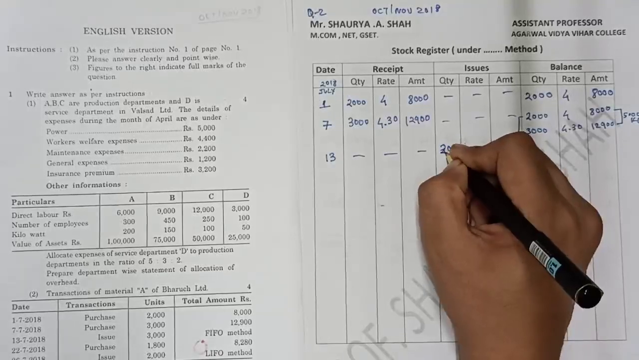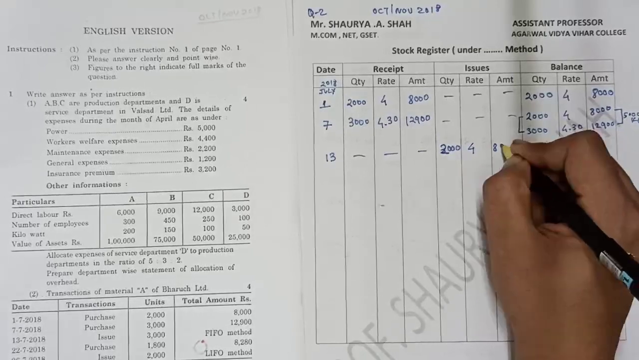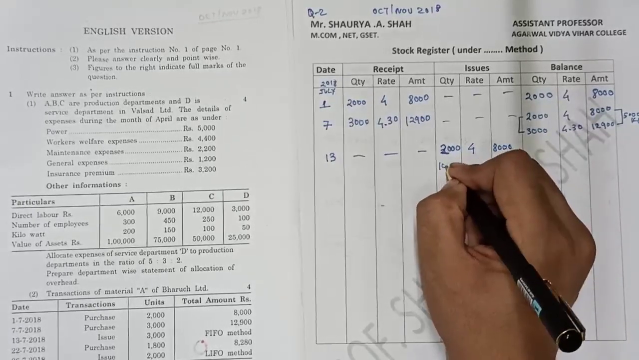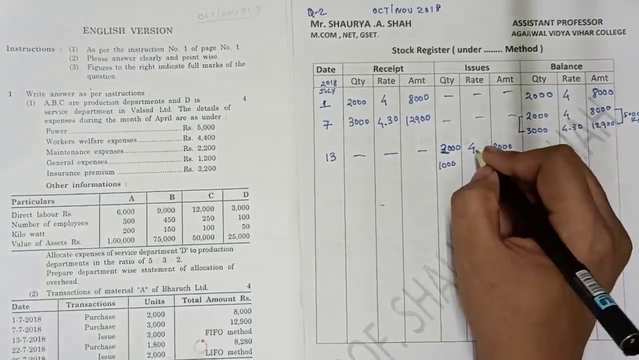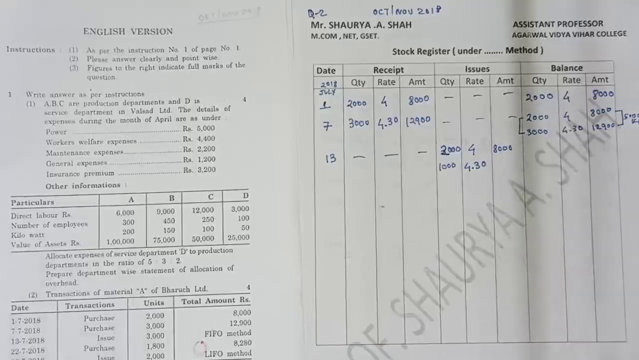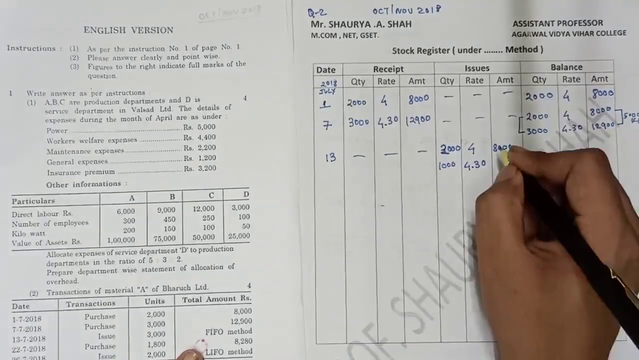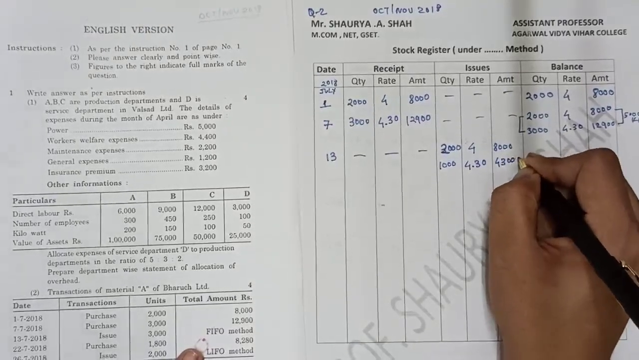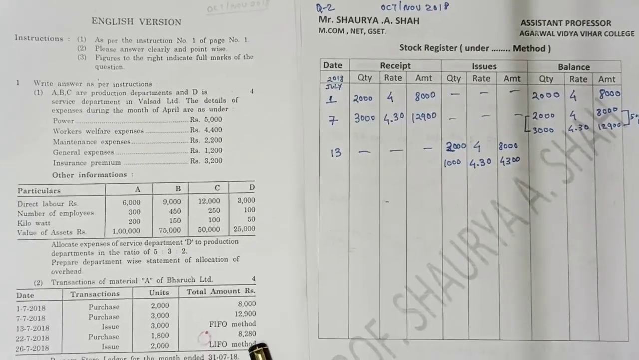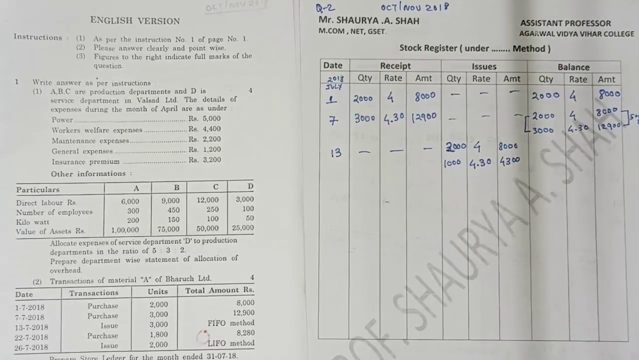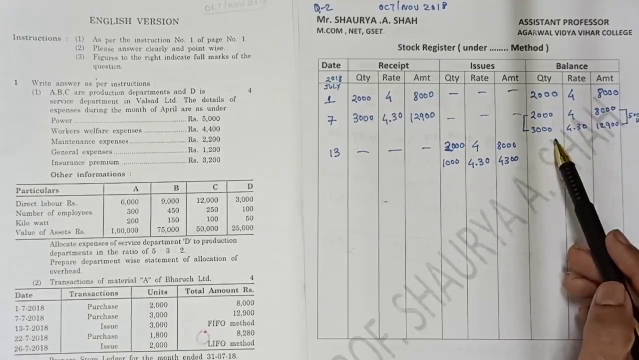So what I'll do is 2000 will be from this consignment. So 2000 into 4 is my 8000, and 1000 will go from this, right? So 1000 will go from 4.30. So multiply this 1000 into 4.3, that gives me 4300. Hope it is clear. As such, they have said FIFO method, students, right? So we are following FIFO method. Whatever they say, do it. So out of 5000, 2000 I have taken from here, and the remaining 1000 is from here, right?